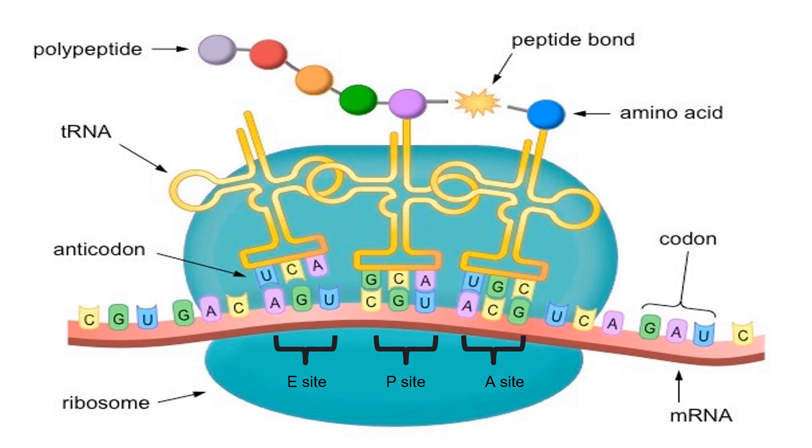The ribosome has multiple tRNA binding sites: P site, A site, and E site. P site binds the tRNA attached to the growing peptide chain. A site binds the tRNA carrying the next amino acid. E site binds the tRNA that carries the last amino acid.